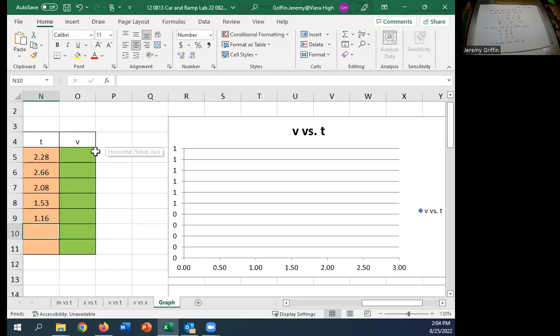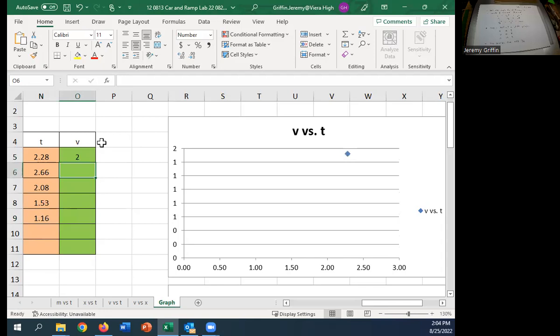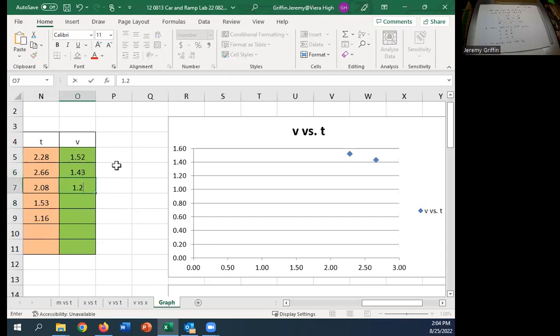What were the corresponding speeds? 1.52, let me expand some digits here. All right. 1.43, 1.24, 1.01, and then 0.71. Yeah, I think that will work.